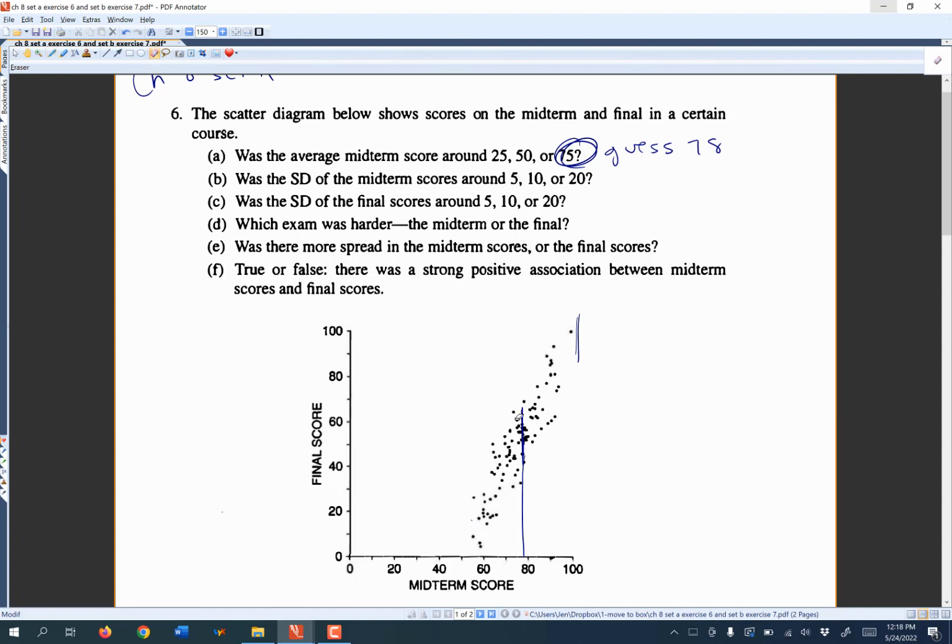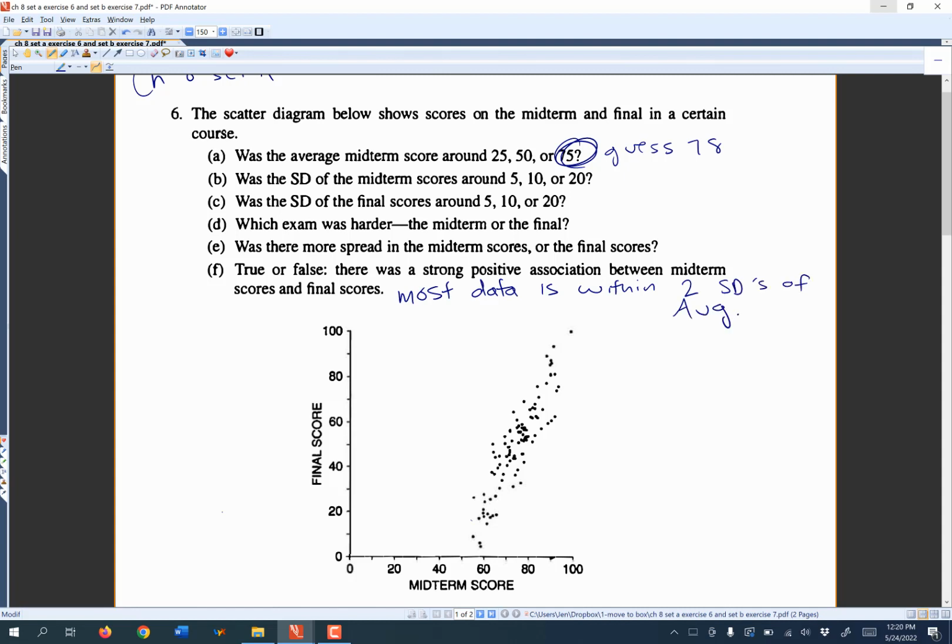Now it's going to ask me to do the SD. Now on this, what they're trying to get you to do is to not actually try and calculate it. So what they want you to remember is that most data is within 2 standard deviations of the average.